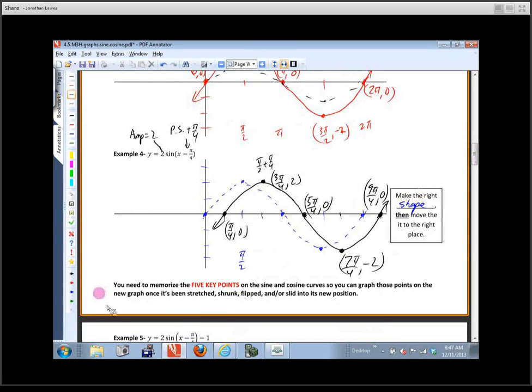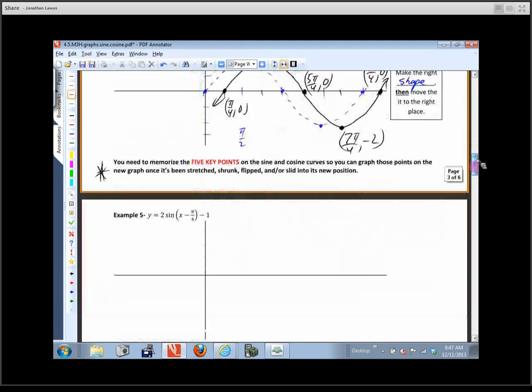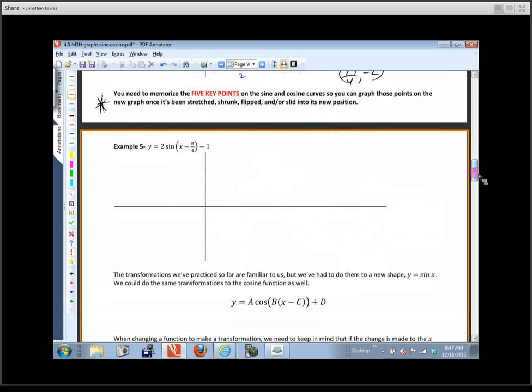Okay. This is really important. Again, you need to memorize the 5 key points on the sine and cosine curve, the parent graph of the sine and cosine curve. Then all we're going to be doing is taking those and horizontally stretching and shrinking them, vertically stretching and shrinking them, and then we'll slide it left, right, up, down. It's a lot easier to identify those 5 key points by figuring out what the parent graph would look like if we squished it and stretched it and everything, and then take it and slide it around. So let's take a look at this one, and this will be the last one for today.